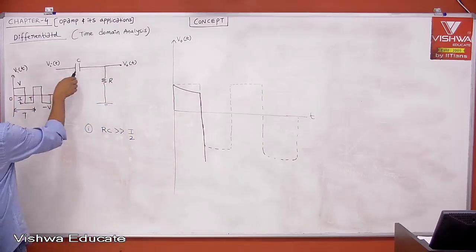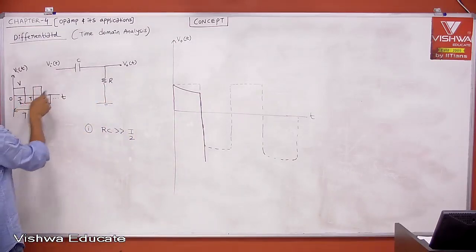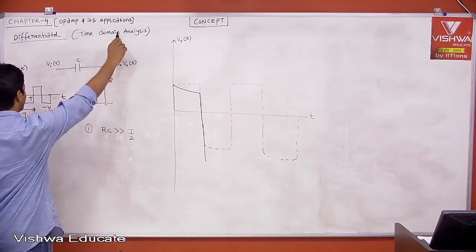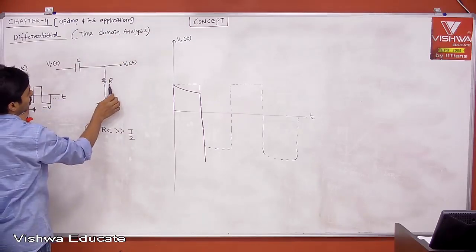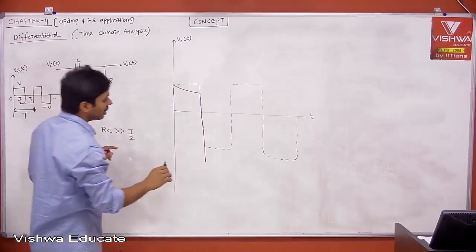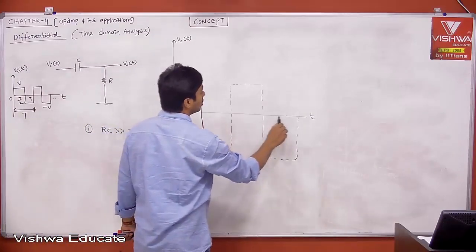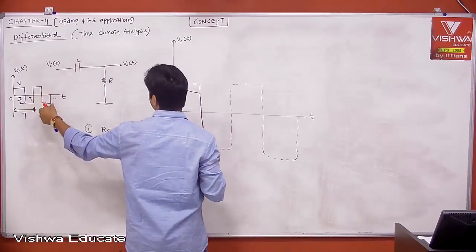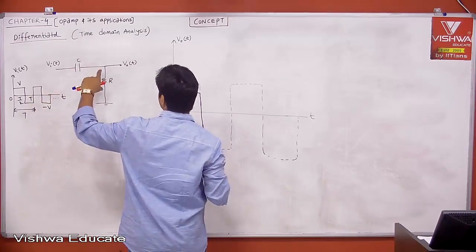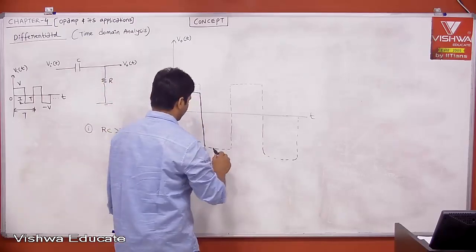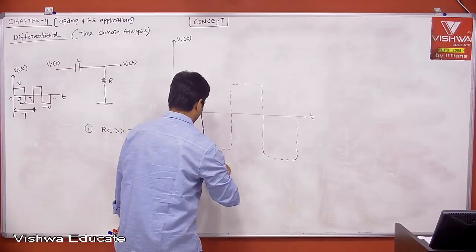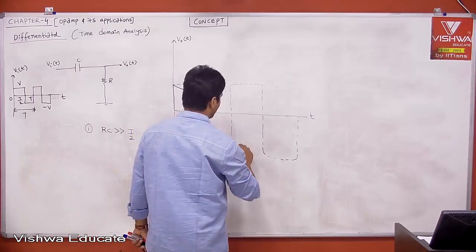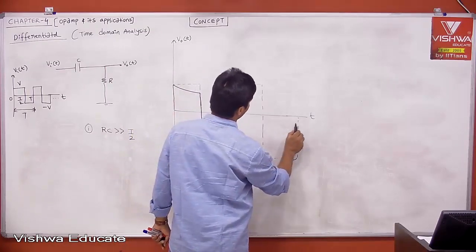Now your capacitor is trying to charge to minus V. If it charges completely to minus V, then the voltage across the resistor becomes 0. Ultimately, the voltage across the resistor is trying to become 0 because the voltage across the capacitor is trying to become minus V. But it is discharging very slowly because RC is very much greater than T by 2, so it goes very slowly.